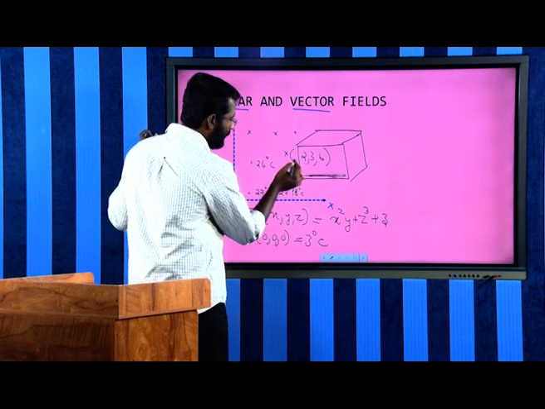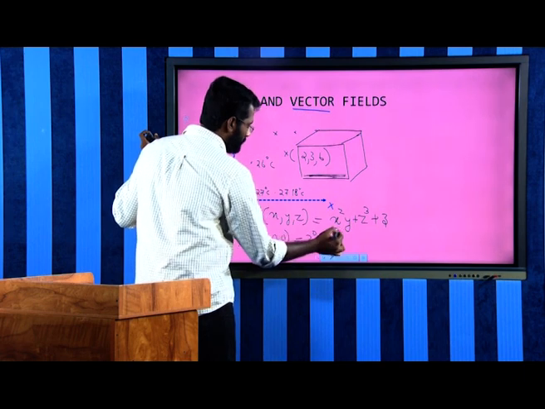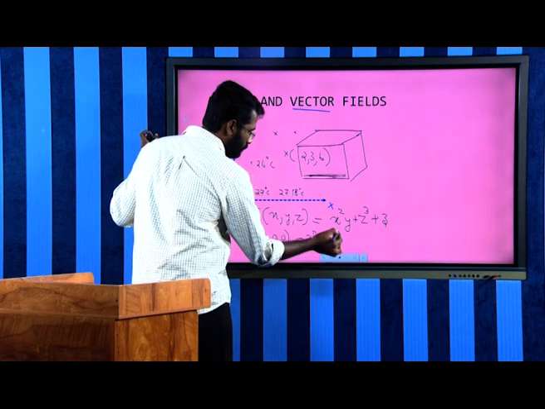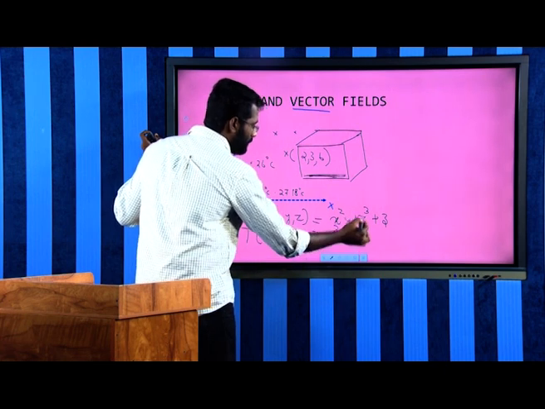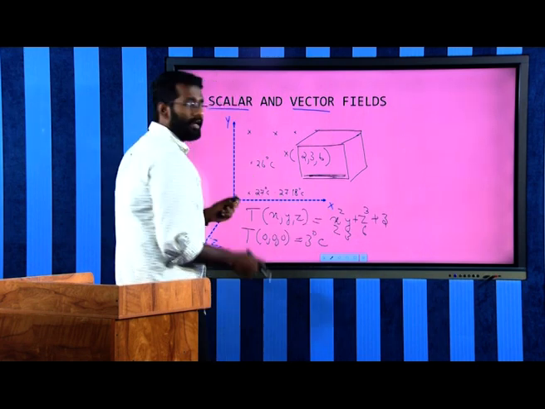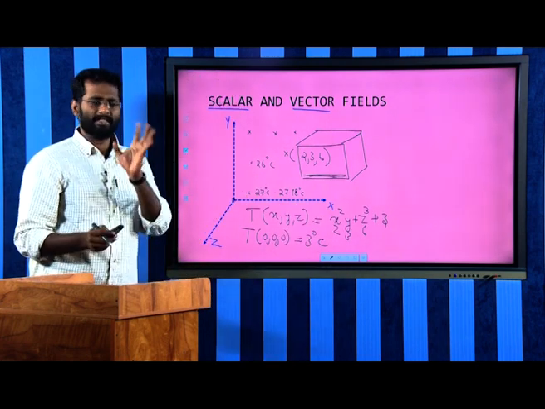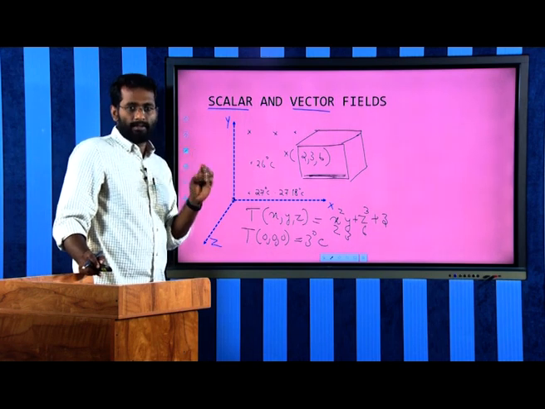What we have to do is, instead of x you put a 3, instead of y you put 2, and instead of z you put 6. So just calculate its value and you will get a simple number, a simple scalar quantity with a unit, and that is called a scalar field.